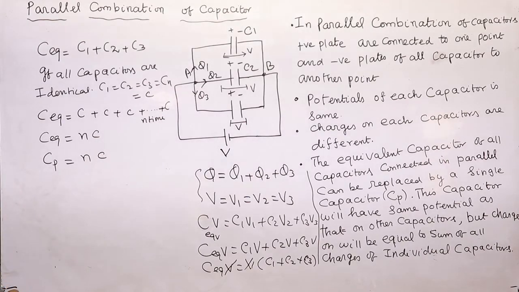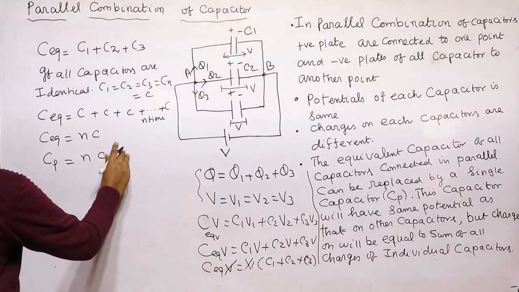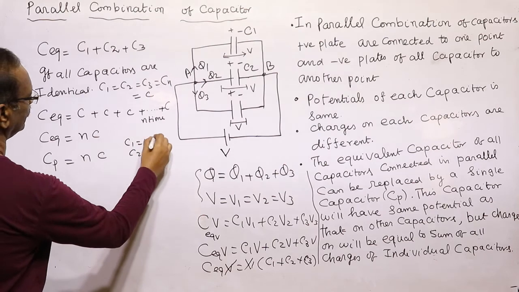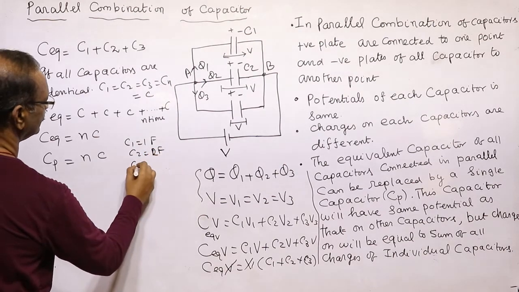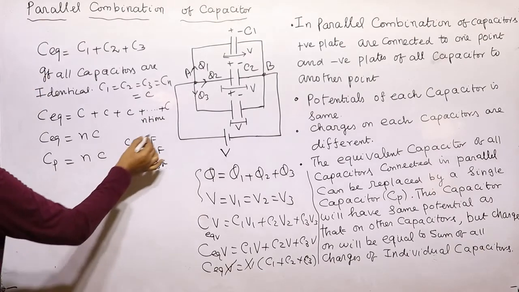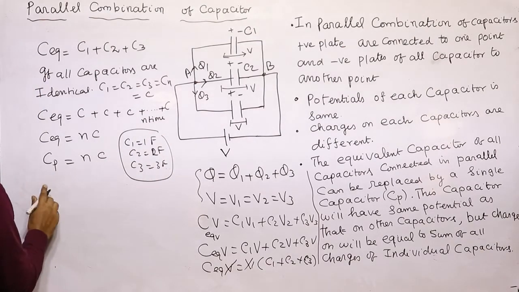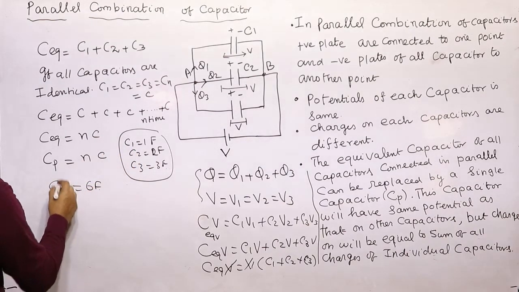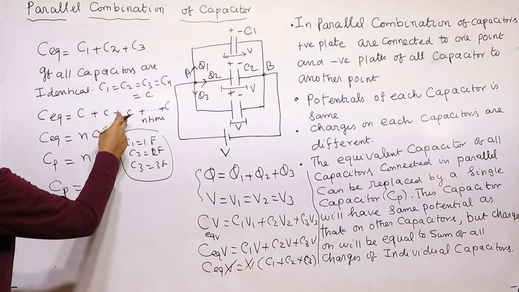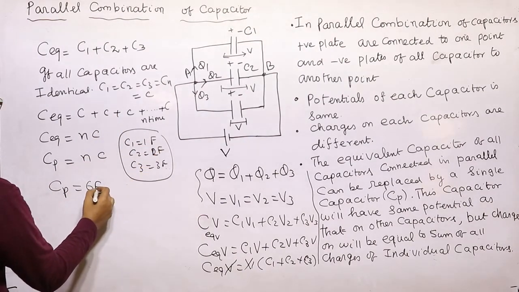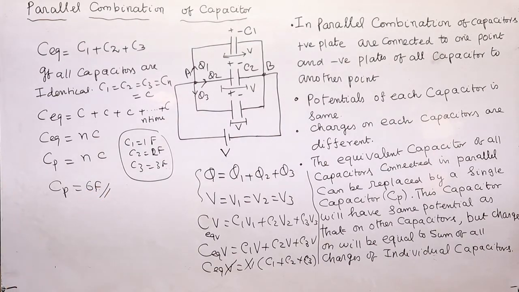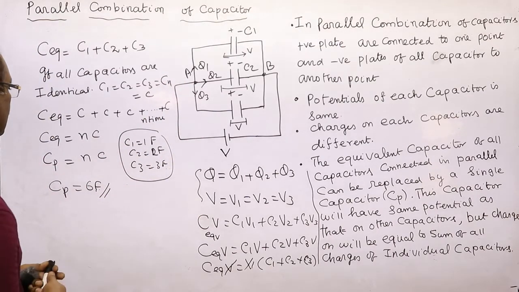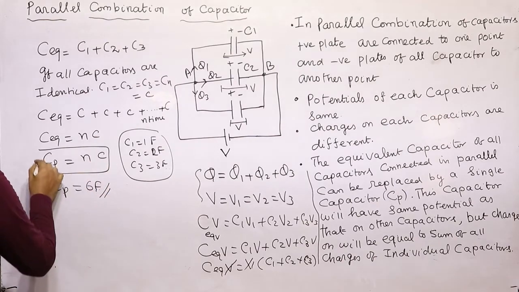Let us have a check. Suppose C1 is equal to 1 farad, C2 is equal to 2 farad. Of course, farad is a big unit. C3 is equal to 3 farad. If connected in parallel, the equivalent capacitance is equal to C1 plus C2 plus C3, that is 1 plus 2 plus 3, equal to 6 farad. So the net capacitance, that is the equivalent capacitance, gets added. You have to remember this point.